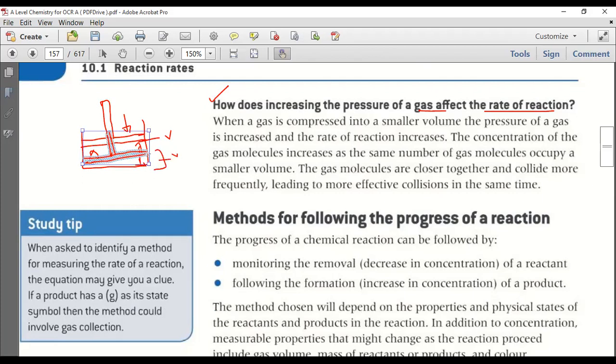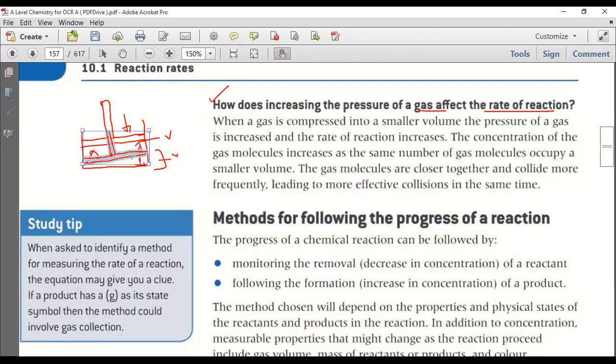Now, the same amount of particles is in the lower volume. If the number of particles remains the same and the volume decreases, it means more particles will collide with each other. If they are colliding with each other, there is a higher probability of getting effective collision, and hence the rate of reaction will increase.